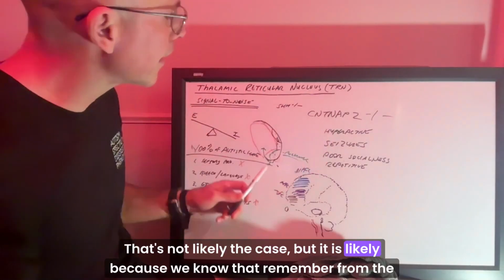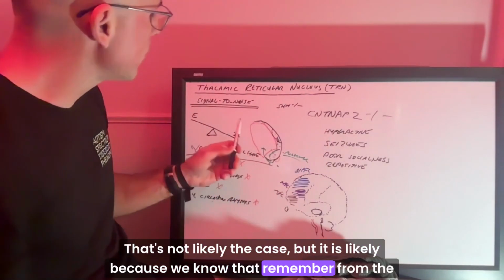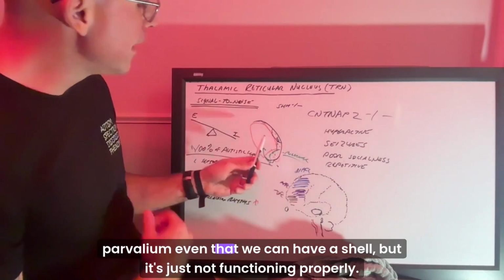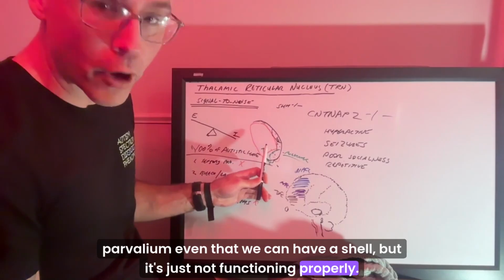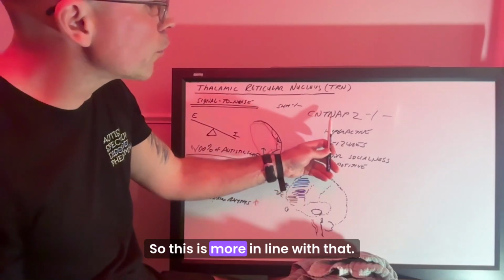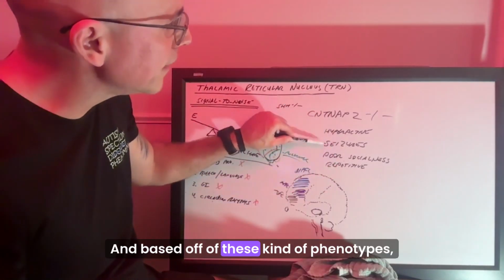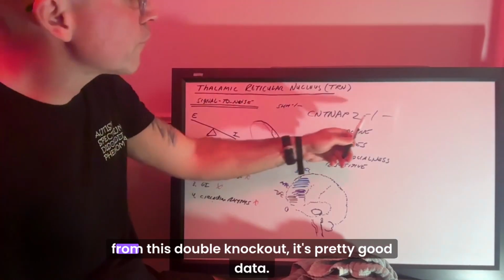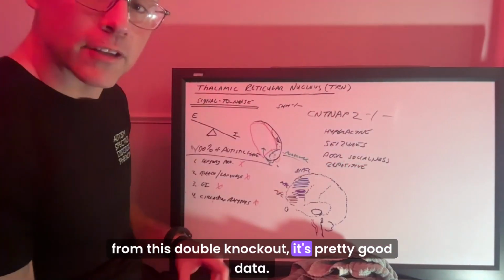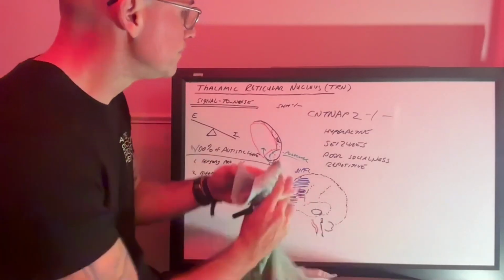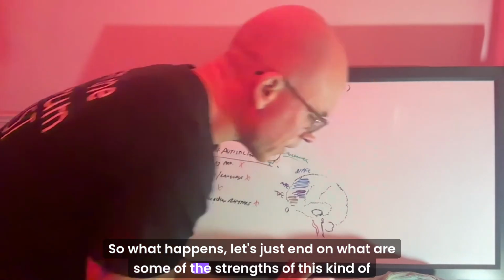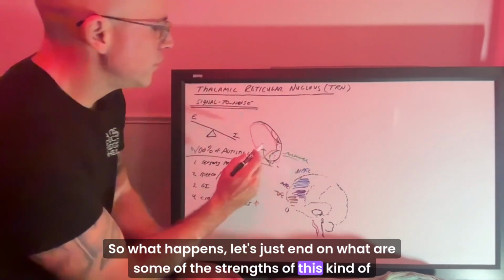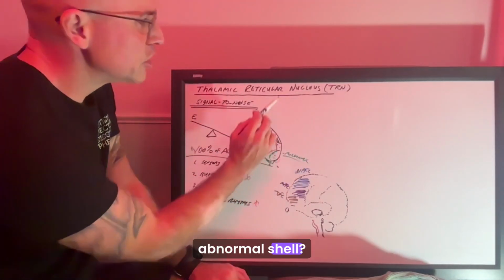But it is likely, because we know, remember from the Parvalbumin even, that we can have a shell, but it's just not functioning properly. So this is more in line with that. And based off of these kind of phenotypes from this double knockout, it's pretty good data. So what happens? Let's just end on what are some of the strengths of this kind of abnormal shell.